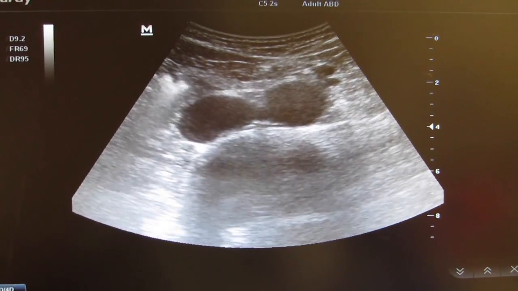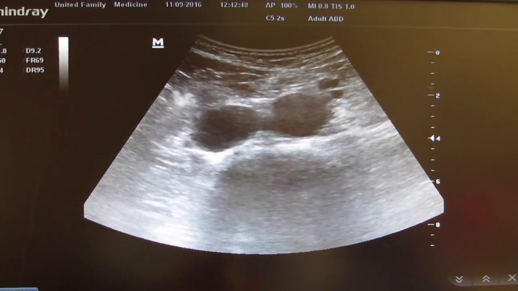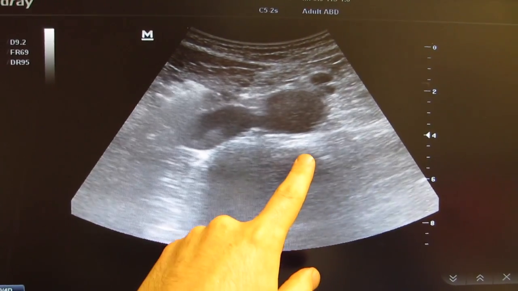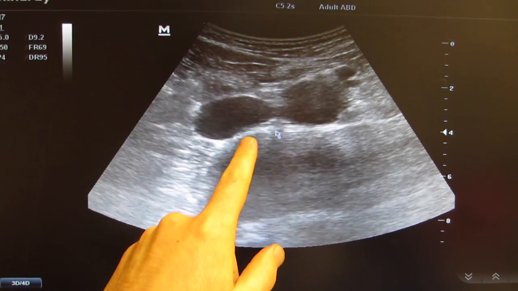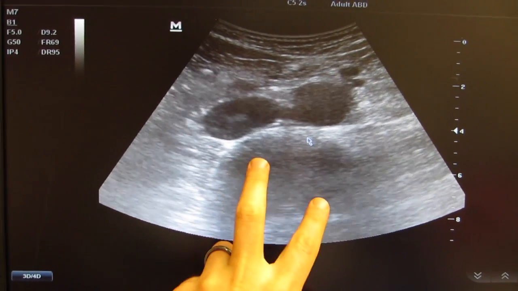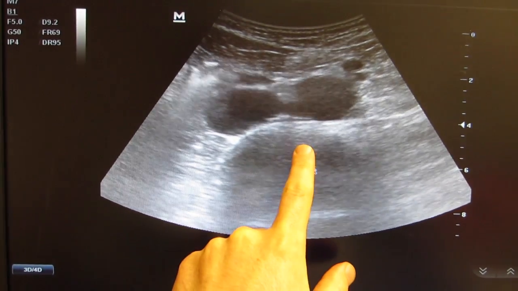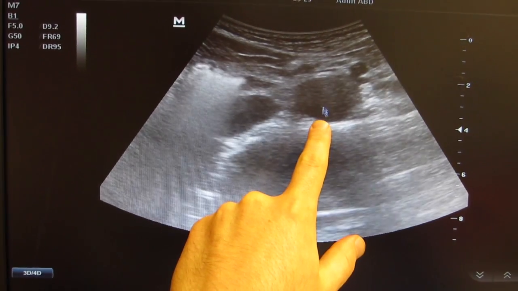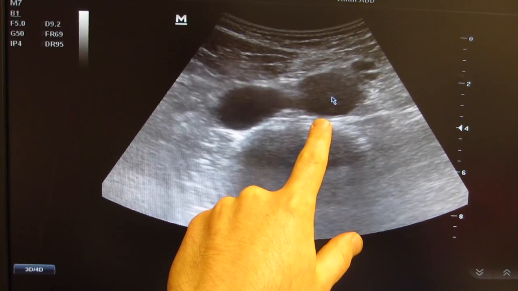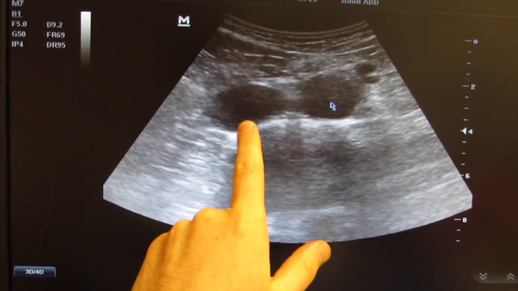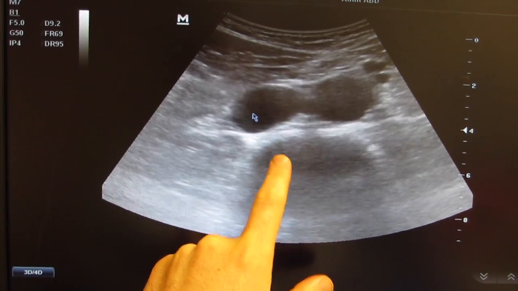During your exam, you'll notice a couple things. One of your landmarks will be the spine shadow. The spine shadow has a white rim on top and a shadow casting behind it. Right in front of the spine, on the right-hand side, will be the aorta.